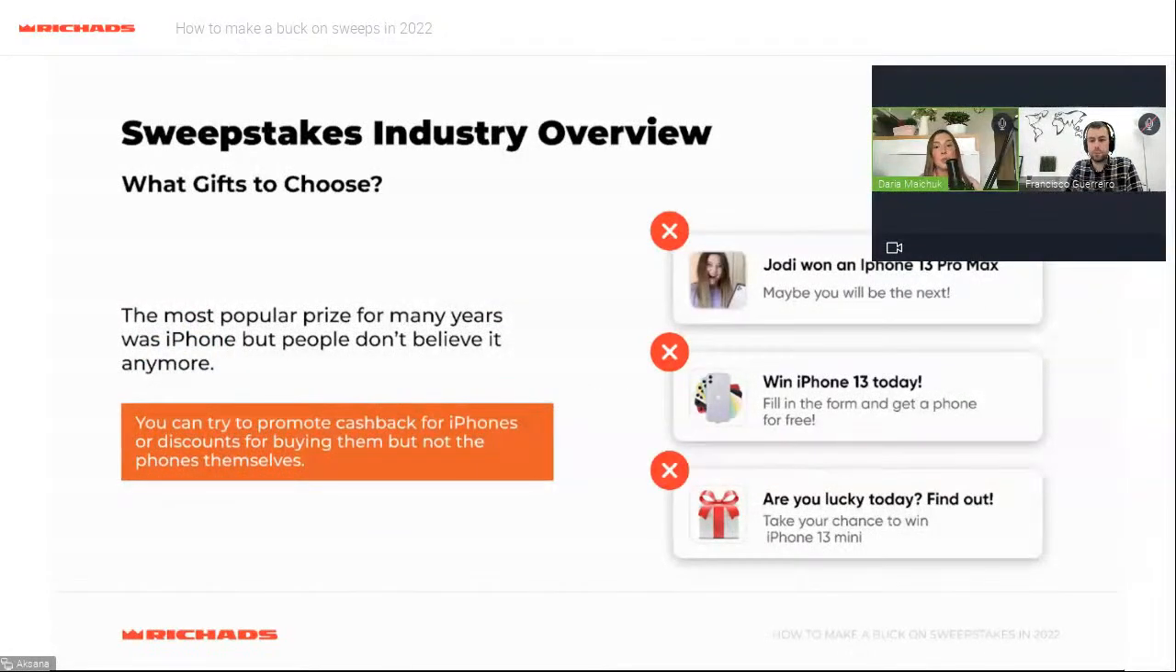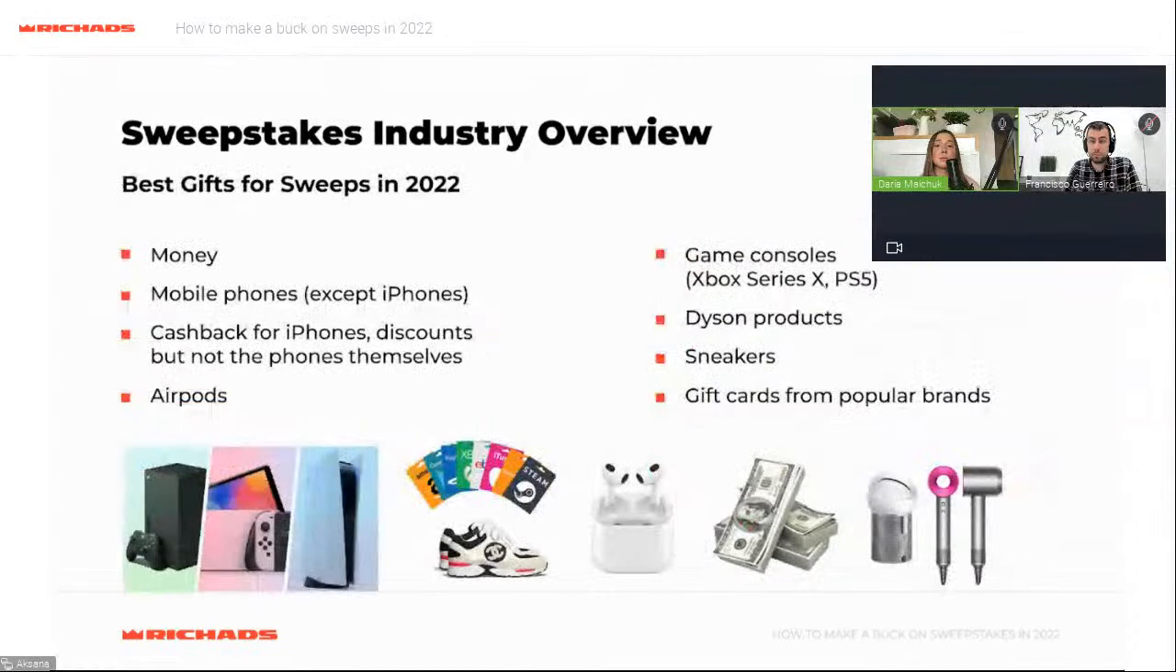The most popular prize for many years was iPhone, but people don't believe in these ads anymore. You can try to promote cashback for iPhones or discounts for buying them, but not the phones themselves. So, if you are going to start with sweeps, choose other prizes to promote. It can be money prizes, gift cards for popular brands, mobile phones except iPhones, cashback for iPhones, discounts, but not the phones themselves. AirPods, game consoles, Dyson products, sneakers, and so on. At RichAds, the best results show money prizes and gift cards for popular brands, but if you find a good offer, it may work too.